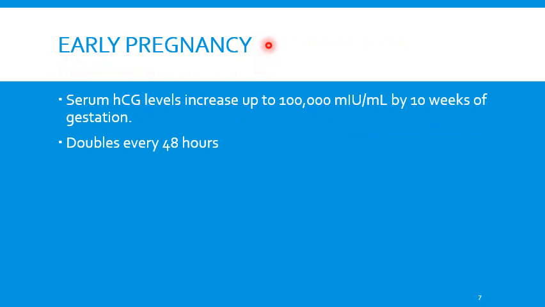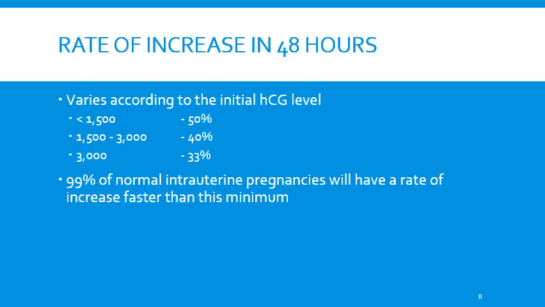In early pregnancy, beta HCG levels in the serum increase rapidly. It may reach up to 100,000 milli international units per ml by 10 weeks of gestation. Serum beta HCG levels double every 48 hours. The rate of increase in beta HCG in 48 hours varies according to the initial HCG level in the blood.